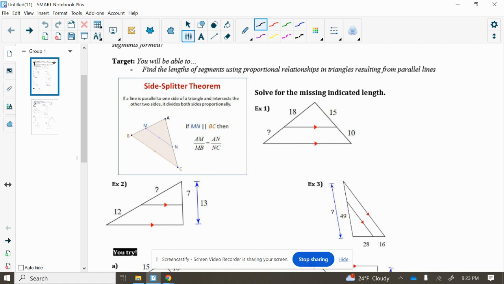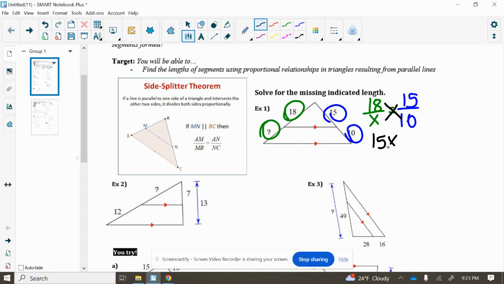So in example 1, following along with the diagram, we can take 18 to our missing side length. That is going to correspond the same way that 15 to 10 will. So top to bottom, I like to say on that. Cross multiply and solve, we have 15 times x, 18 times 10, so that's 180. And then 180 divided by the 15, x is 12 on that one.